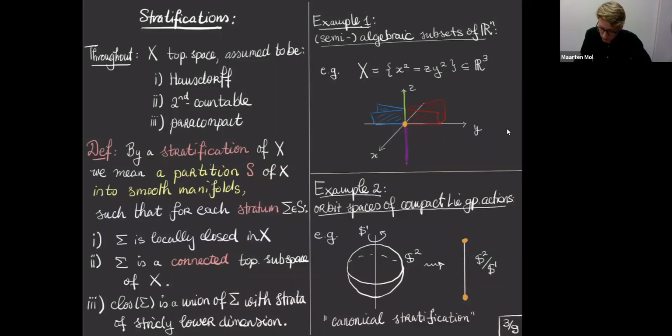And the main source of examples in this talk will be coming from orbit spaces of compact Lie group actions. I'll define more explicitly in a minute how the orbit space of a compact Lie group action can be stratified. But for now, it may be good to give you an example in which it's clear what the stratification should be. Consider the action of S1 by rotation around the z-axis on the 2-sphere. Then the orbit space will be a closed interval, essentially given by the height. This can, of course, be stratified by taking the interior and the two endpoints. All right.